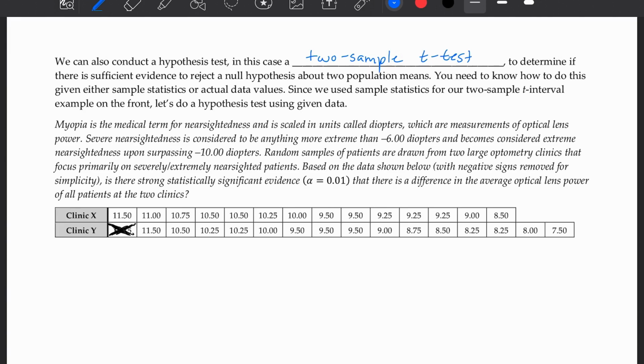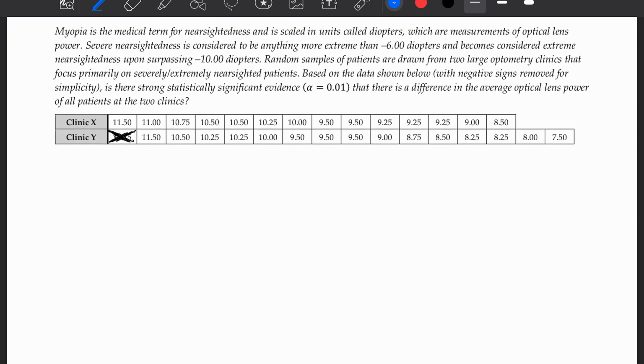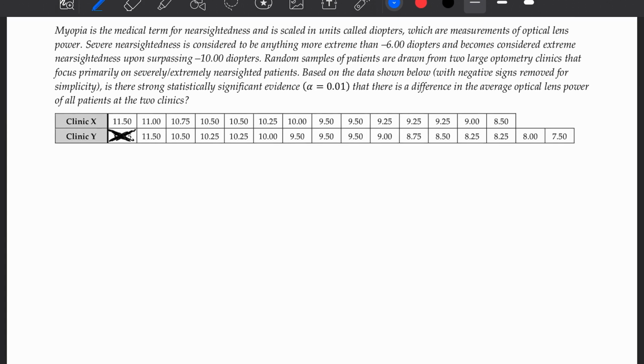Based on the data shown below, with negative signs removed for simplicity, is there strong statistically significant evidence at an alpha level of 0.01 that there's a difference in the average optical lens power of all patients at the two clinics? So let's go through our steps that we usually go through here, which is state, plan, do, and conclude. So first we state.